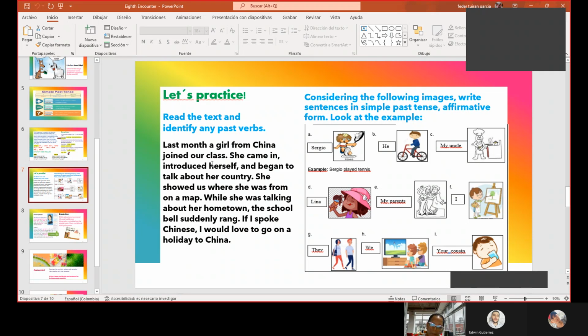How do you say? Repeat the sentence in affirmative form, please. He or she played football. Okay, she played football. Now, in the negative: she did not play football. Okay, and use the auxiliary did.